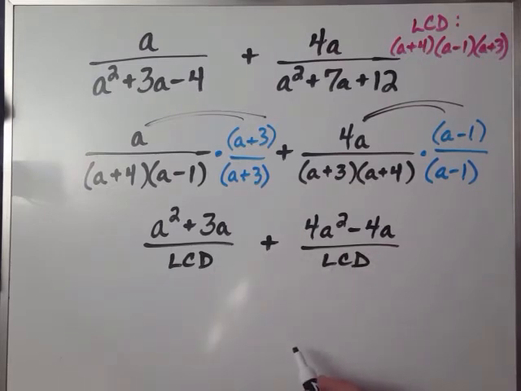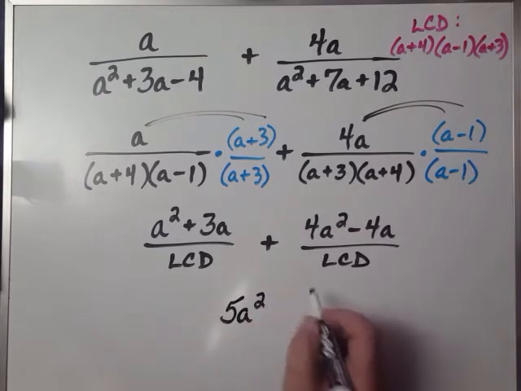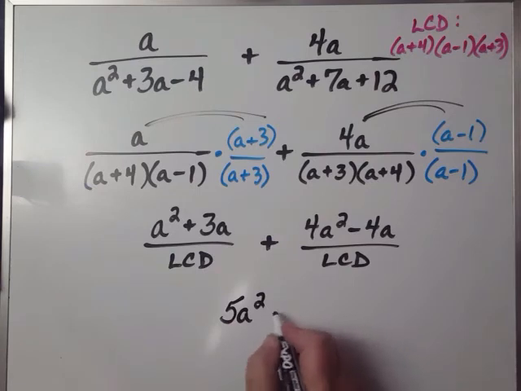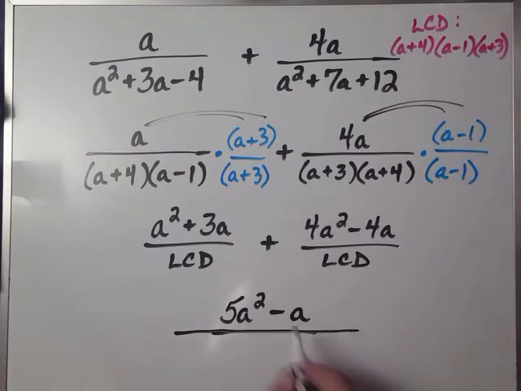Now that the numerators are simplified, I'm ready to combine like terms. I'm ready to add those numerators. That'll give me 5a squared minus a all over... Now this could be my final answer. So let me not use my abbreviation, but let me actually write the algebraic denominator back in place.